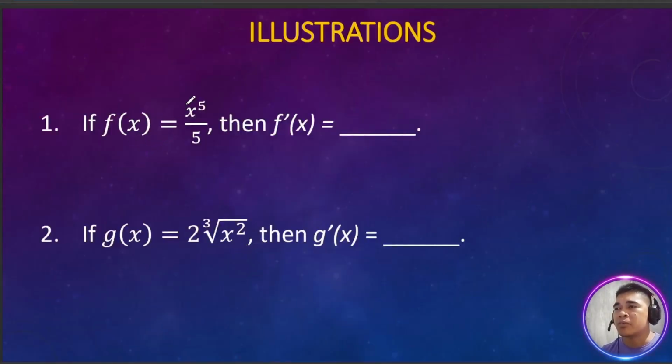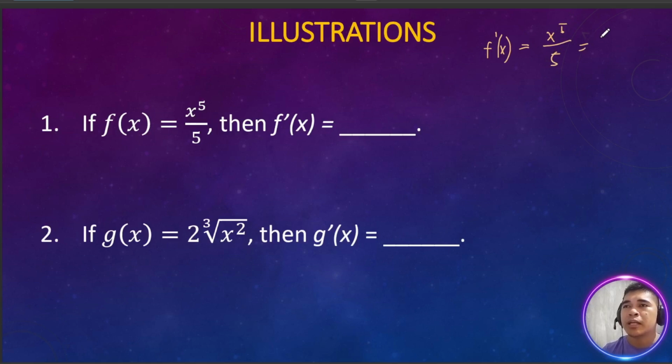If f of x is equal to x to the power of 5 over 5, then what is the derivative of f? So, we have this one, f of x is equal to x to the power of 5 over 5. You can rewrite this one as 1/5 times x to the power of 5. Now, since this is a constant, we apply the derivative. So, equals 1 over 5 times the derivative of x to the power of 5.